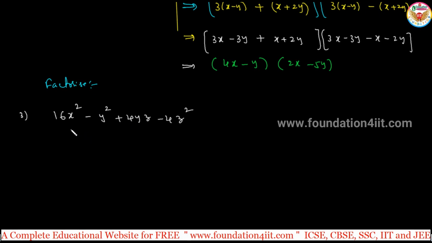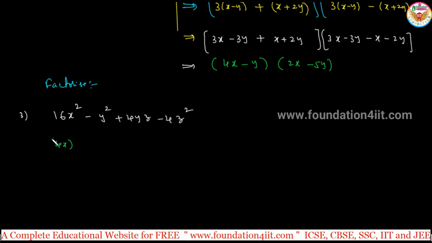You can check whether grouping is possible or not: first two or last two, middle two, or first and fourth. If it is not possible, and there is no splitting of the middle term, then check the difference of two squares. The first one is 16x square, which we can write as 4x whole square. Now from the next three terms, you can check whether any formula exists.